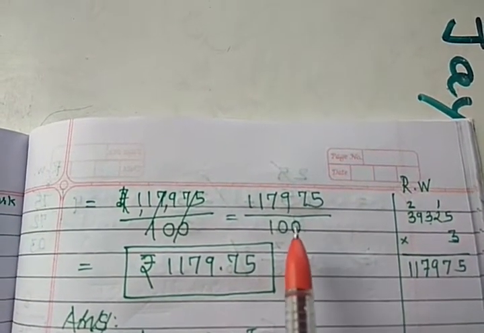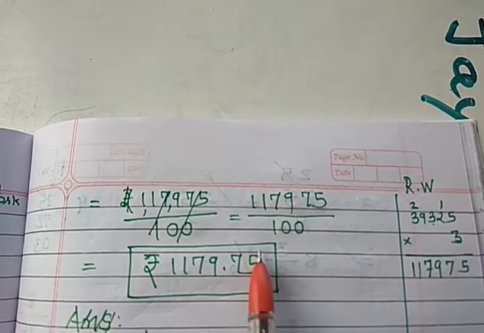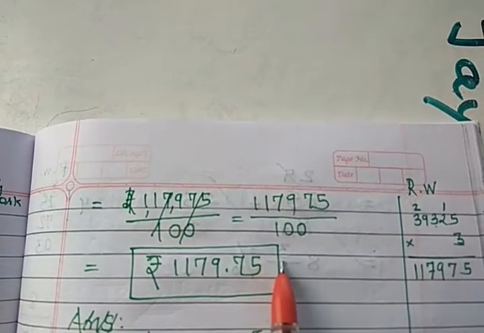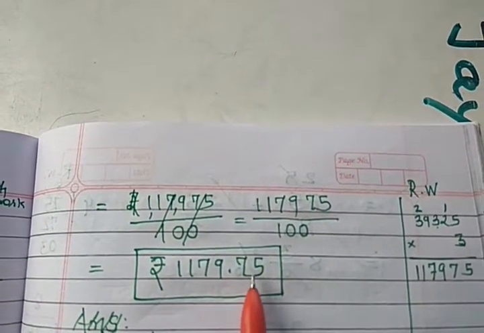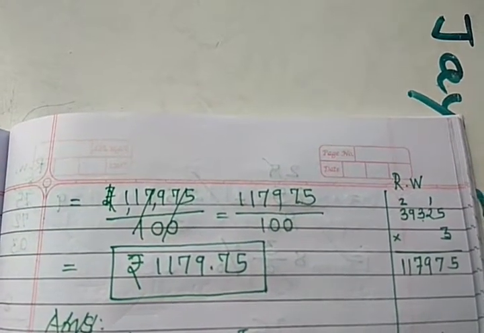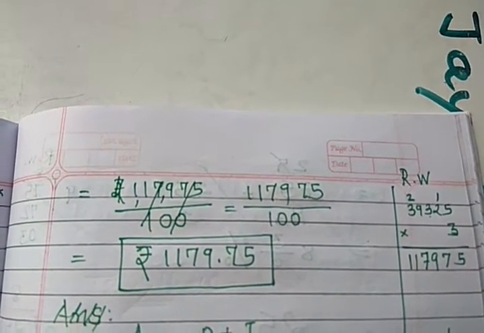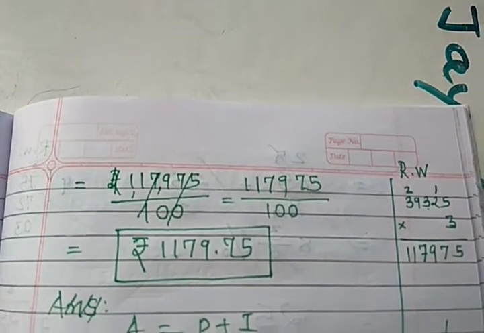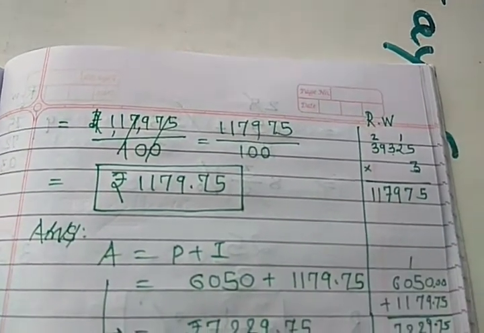Upon 100 is there, means what? You have to cut how many decimal points? 2 decimal points from right to left. So the interest is 1179.75 rupees, right?